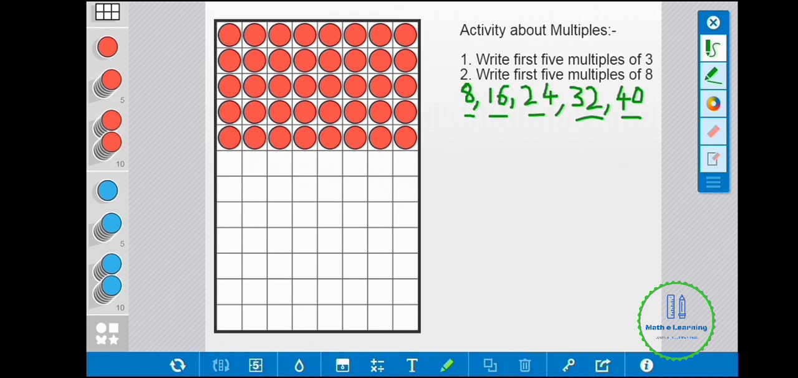You can choose different things. If you have buttons, then you can use them. If you want to prepare counters from paper, then you can do it, right? And you can draw this frame and you can do the activity at your home also, right?